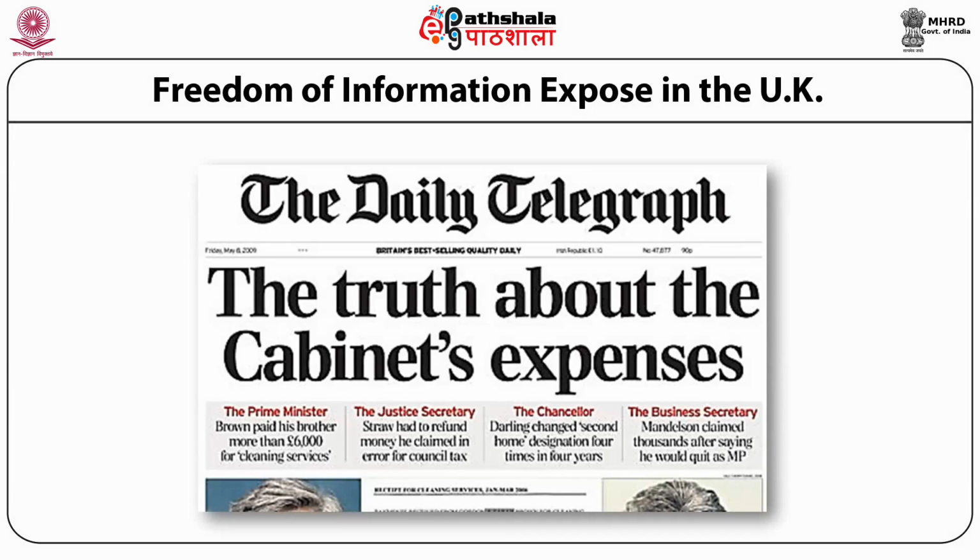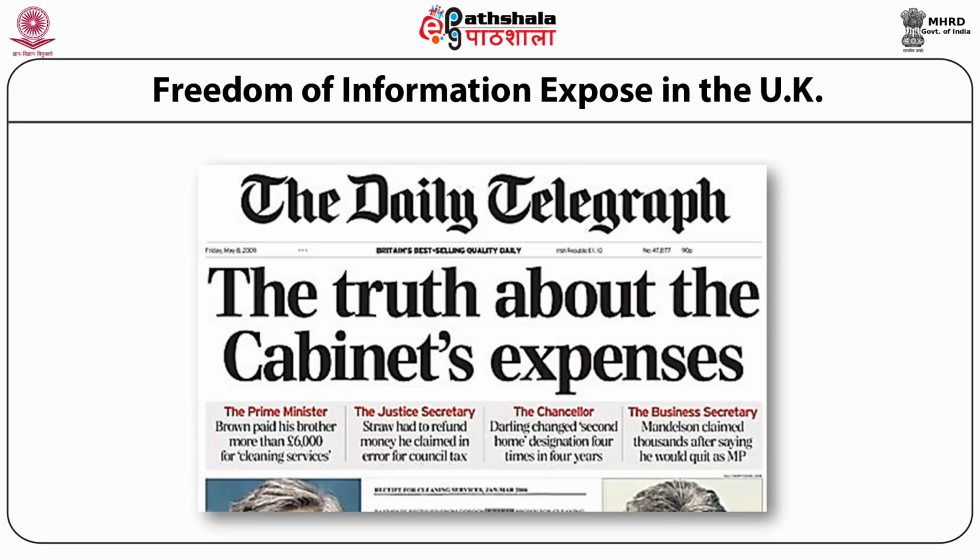Here, you're looking at an exposé by the Daily Telegraph in the United Kingdom in 2009, which made big news in the UK that year. The Daily Telegraph ran a headline, and you can see it there, "The Truth About the Cabinet's Expenses." It disclosed frivolous expenditure that members of the cabinet were undertaking on the public dime, basically, on government money. This information came to light because of a freedom of information request, and that request was granted because it did not come under either the absolute exemption, the qualified class exemption, or the public interest exemption.